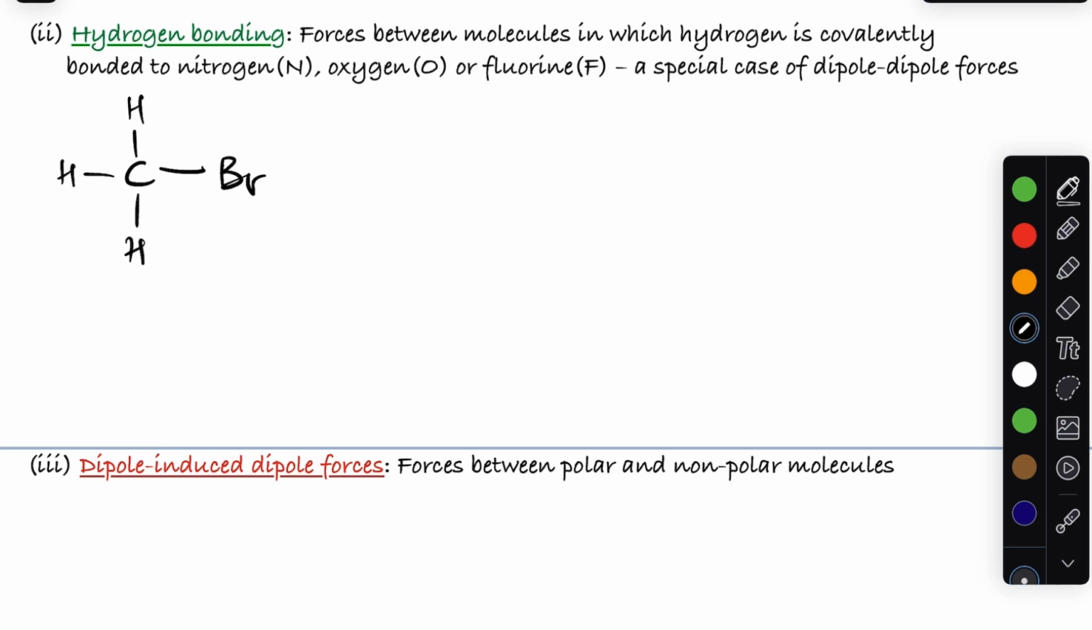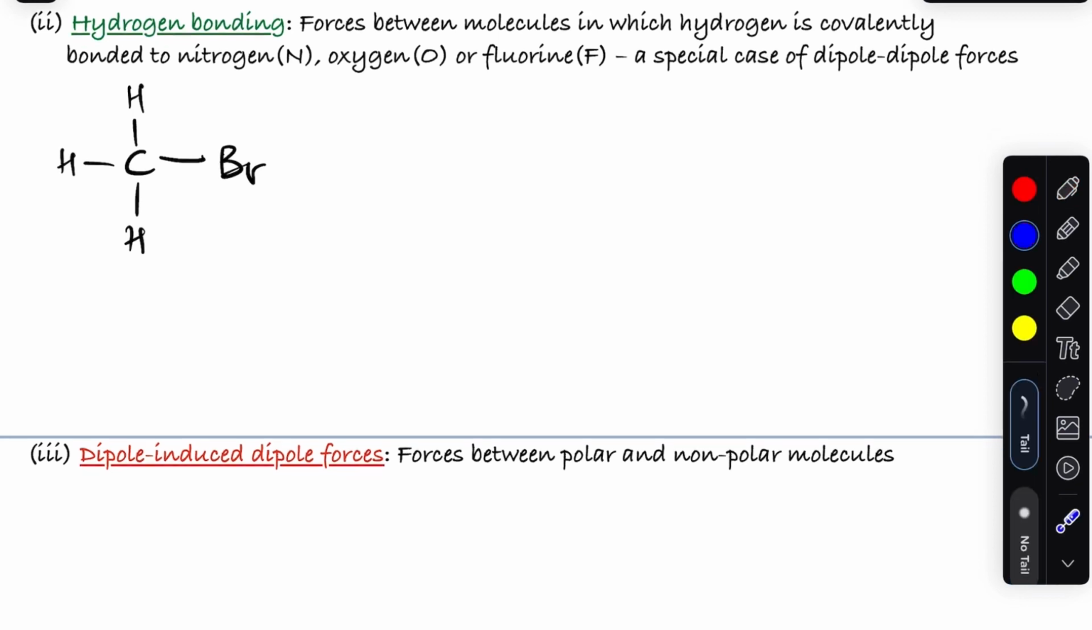This molecule here is polar. How do we know it's polar? If you look at this bond, the CH bond, CH bond, CH bond, it's the same bond. Between carbon and hydrogen, the one that is highly electronegative is carbon. So the dipole moment is going to be towards carbon.